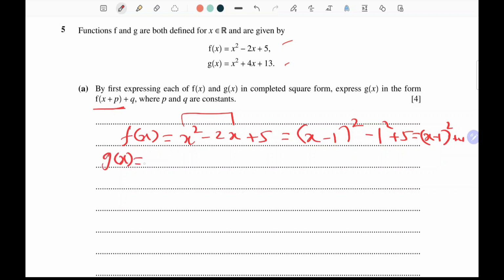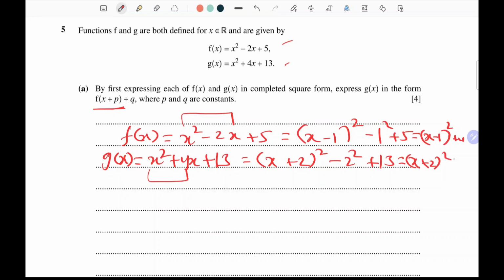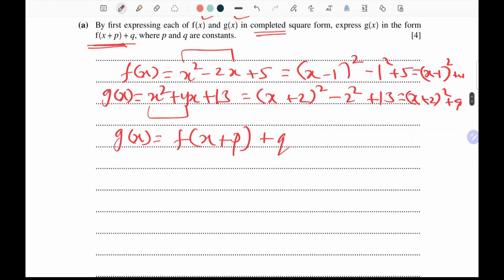Okay, now we have g(x), which is x square plus 4x plus 13. Now these two combine. So (x plus 2) whole square minus 2 square plus 13. So guys, it became (x plus 2) whole square and minus 4 plus 13, that's 9. Okay, so this part and this part we did. Now what's the question? g(x) in the form of this. So we have to write g(x) equals f(x plus p) plus q.